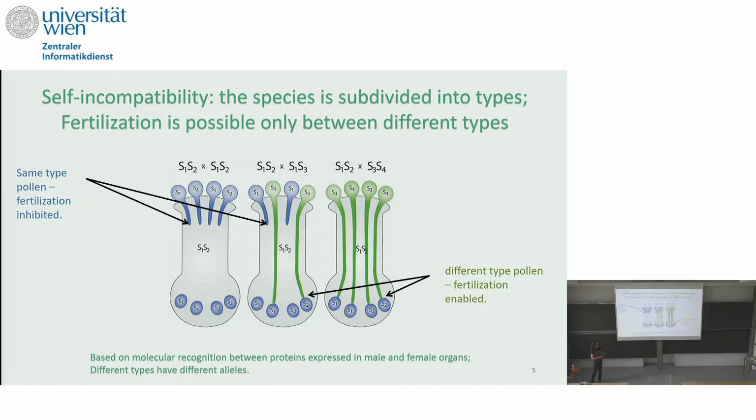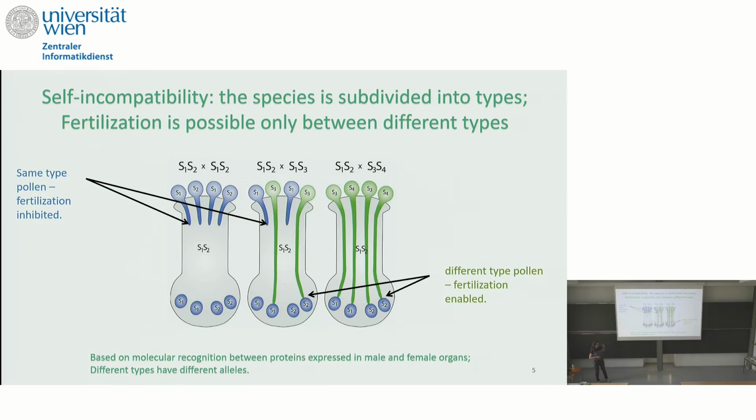So here in this schematic example, the plant that is receiving the pollen has type S1, S2. These are the ovules here at the bottom. And pollen that has the same type, either S1 or S2, is simply blocked by this mechanism and cannot fertilize. Only pollen that has a different type, here S3 or S4, can go through, reach the ovules, fertilize, form offspring. So how is that determined?